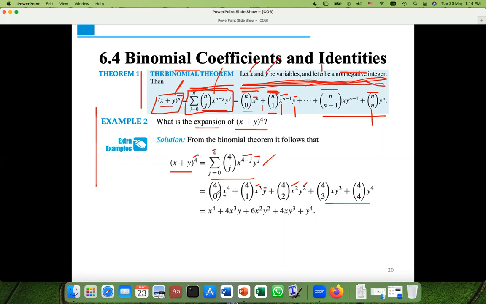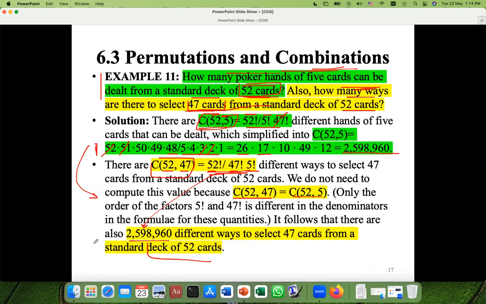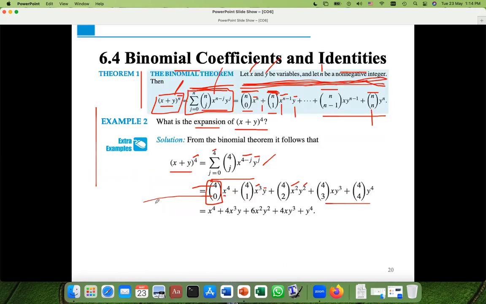And now we can further simplify it. How can you simplify this? This is basically n, this is r, according to your previous formulas. According to your previous formula of theorem 2, this one is that thing. So now you can compute it.